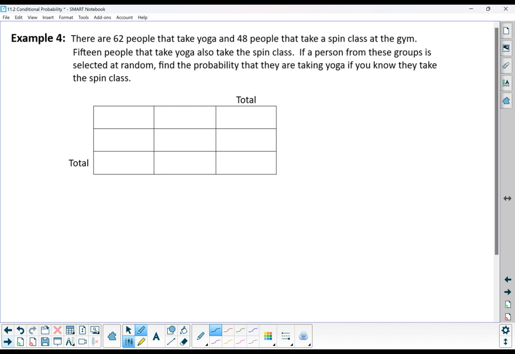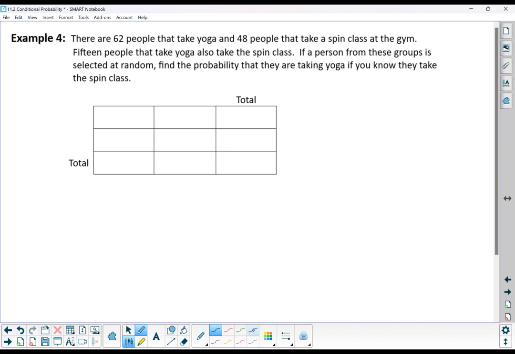So sometimes, especially once you've practiced conditional probability, you can answer questions like these without filling in a table, but I'm going to use a table just to help us organize our thinking and our information and help us to get to that answer. I don't have any categories written on this table, so we have to figure out how to categorize this.